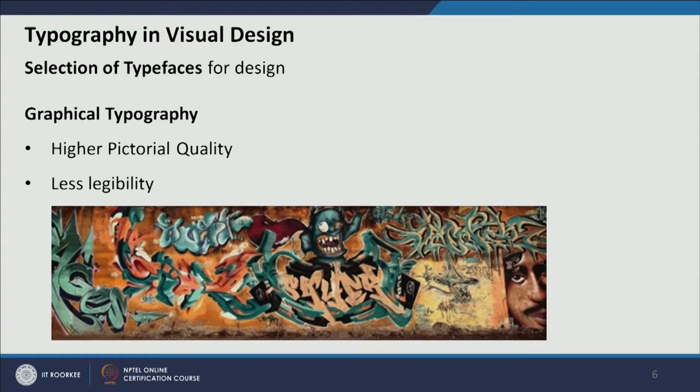So these three classifications are not based on the classification which we discussed. The classification we discussed in the previous module was based on morphology, and that was serif, sans serif, and all these humanist, grotesque, and geometric fonts were based on morphology. But this classification is based on pictorial quality and legibility. So in the first category, we have the graphical typography.